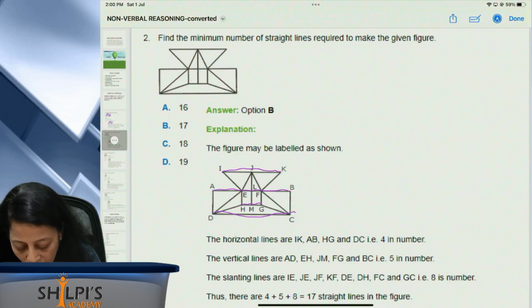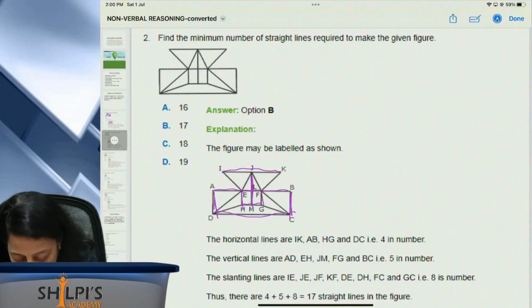So straight lines are 4 in number. Now vertical lines are vertical lines. So you have AD, BC, E and H, F and G, J and L, M, till this, yes. So all these are vertical lines.